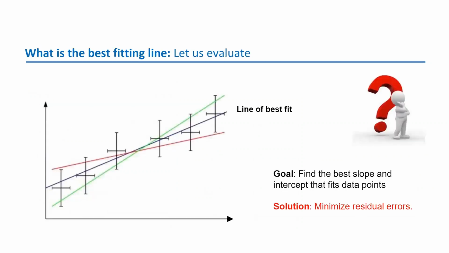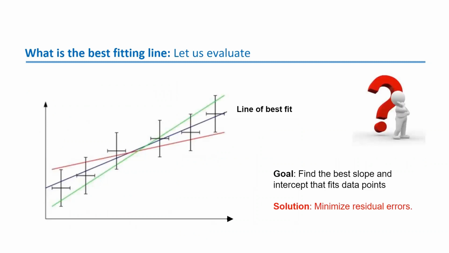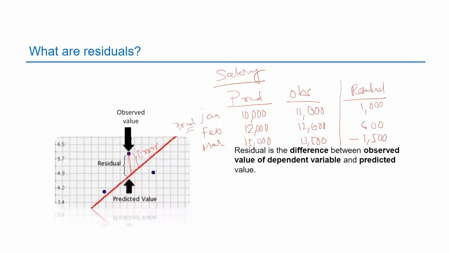Now, how can you evaluate a linear regression model? You can evaluate a linear regression model using the line of best fit. So if there are many points, say for example, there are many points like this. If you have 3 points, I can draw a line like this. I can draw a line like this. I can draw a line like this.